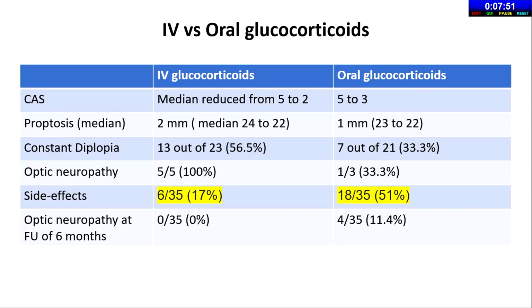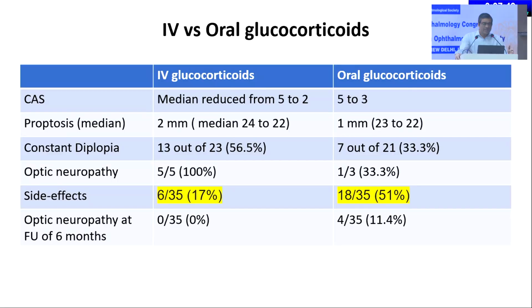And these are the individual response parameters. The clinical activity score has improved dramatically, 5 to 2 compared to 5 to 3 with oral glucocorticoids, and similarly proptosis, diplopia, optic neuropathy, each of the parameters had a better response with IV glucocorticoids compared to oral glucocorticoids when the dose was comparable between the two arms.